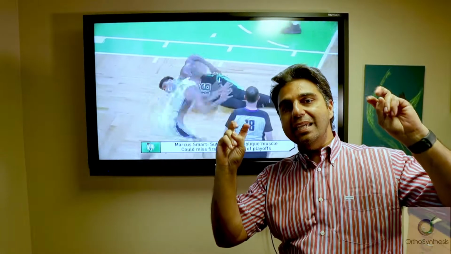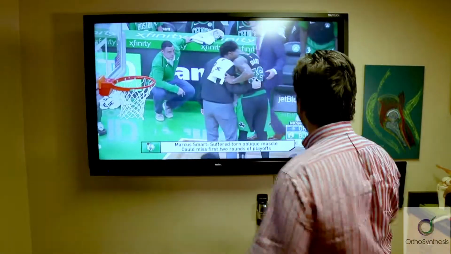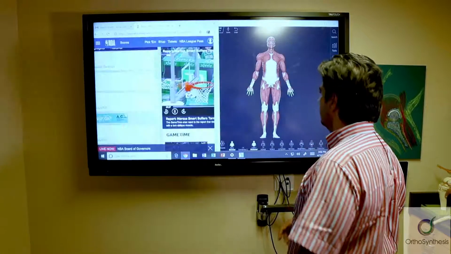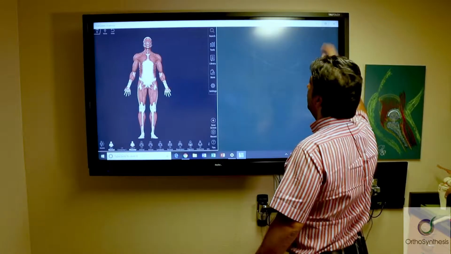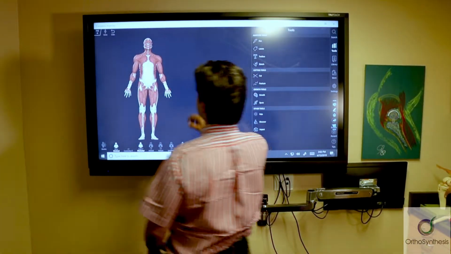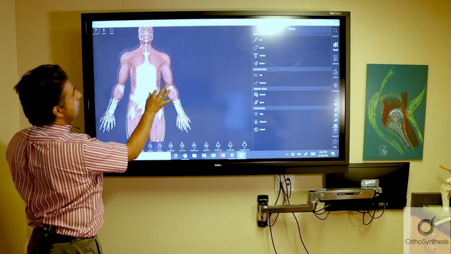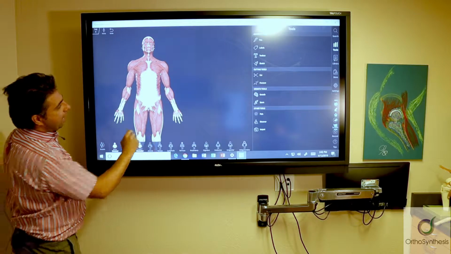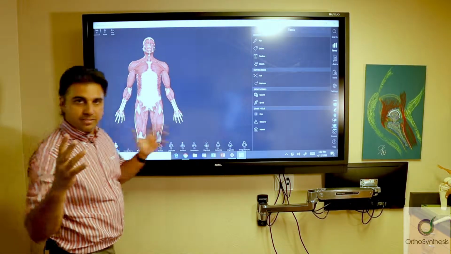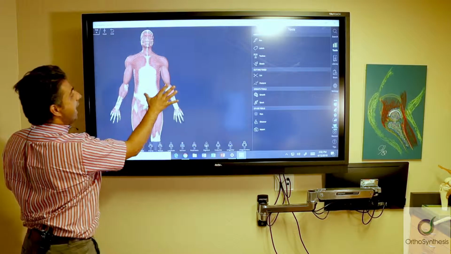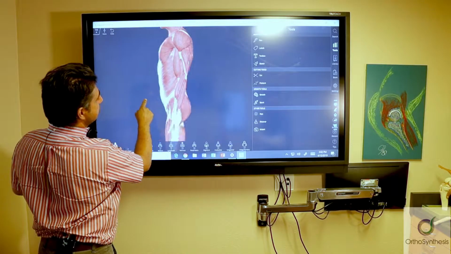He had an oblique injury. What is an oblique injury? Well, let's take a look. So, now, when we're looking at the oblique injury, this is what we have. We are looking at an anatomy model. This is your whole body. These are the muscles. Obviously, I've cut out the skin. This isn't a real person. And these are the obliques, okay?